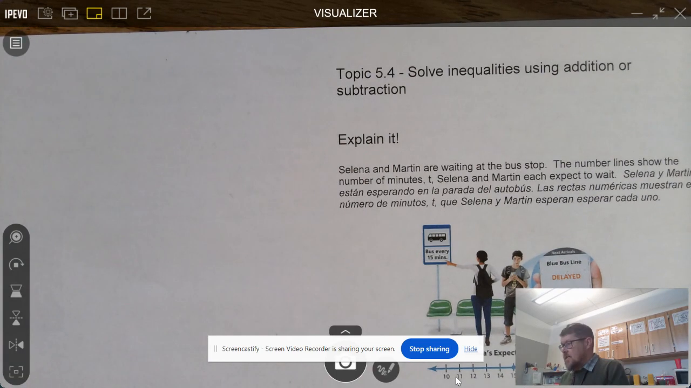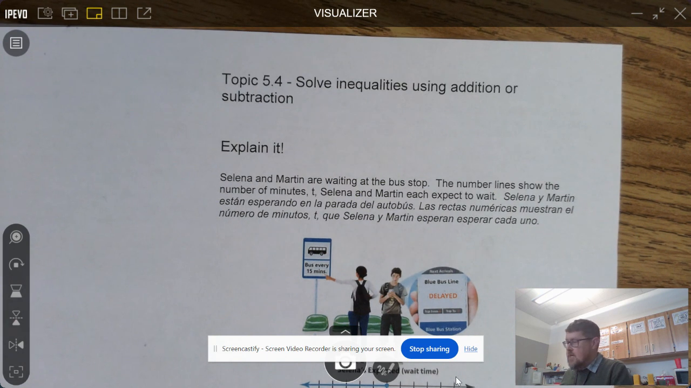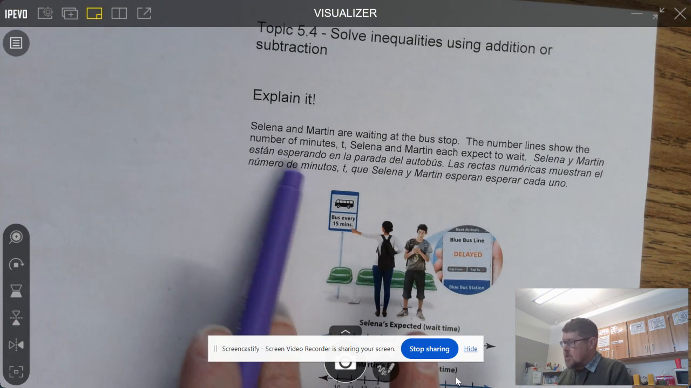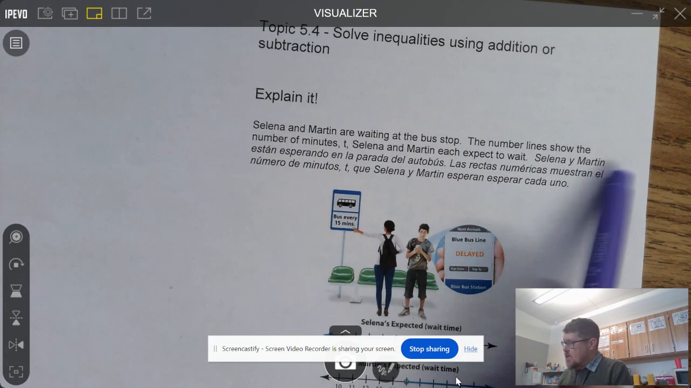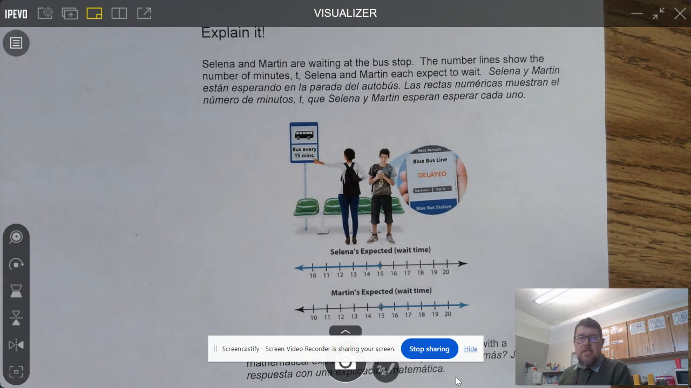Back in action. This is topic 5.4, solving inequalities using addition or subtraction. So we got these two kids, Selena and Martine, waiting at the bus stop. The number lines right here show the number of minutes T Selena and Martine each expect to wait.